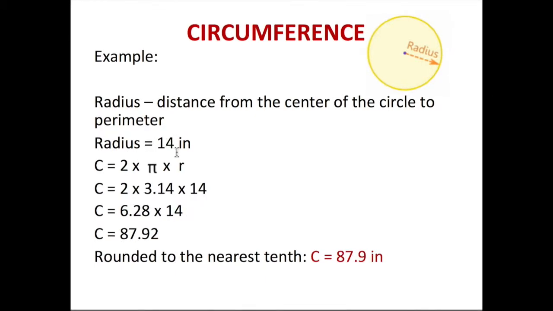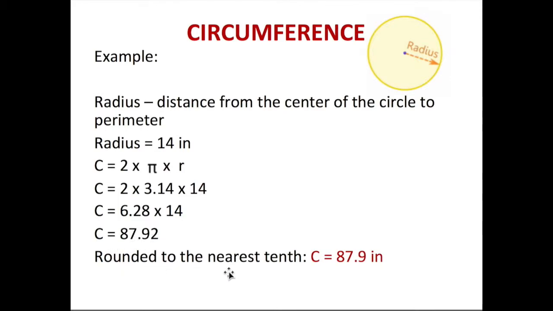So let's say the radius is 14 inches, and we can take the circumference equals 2 times pi times r, which would be 2 times 3.14 times 14. And doing the order of operations, the rule is that you do multiplication from left to right. So we have 2 times 3.14 equals 6.28 times 14. It gives you the answer 87.92.